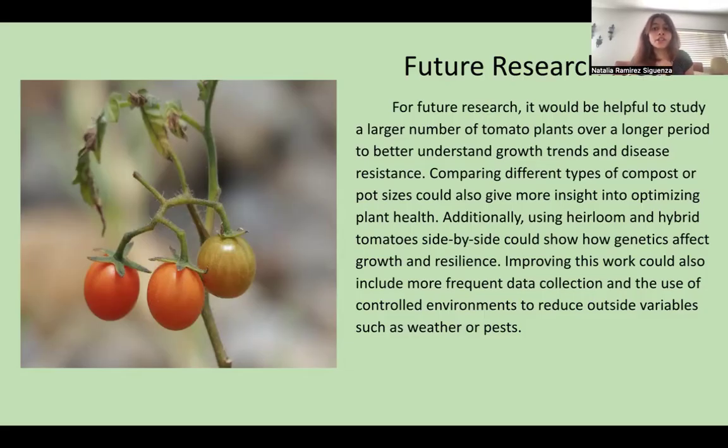If I could compare the different types of compost or pot sizes, that could also have given more insight into optimizing plant health. Additionally, using heirloom and hybrid tomatoes side by side could have shown how genetics affect growth and resilience. So if I used heirlooms versus cherry or something like that, I could see how different tomatoes grow and the effect of that.